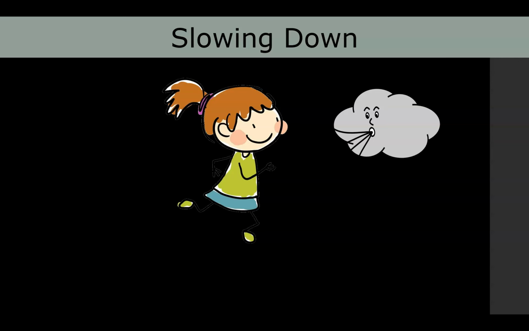Now, if you were slowing down, well, the girl's running to the right. That's a positive velocity. The wind is blowing in her face, or the wind is blowing to the left. We're thinking of that as a negative acceleration. We're going to call that slowing down.